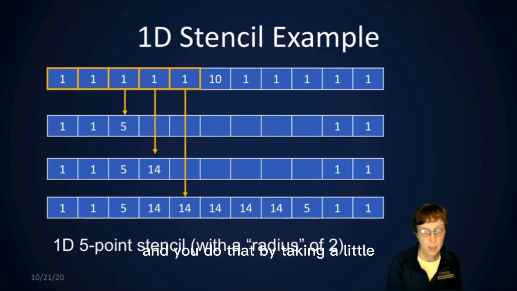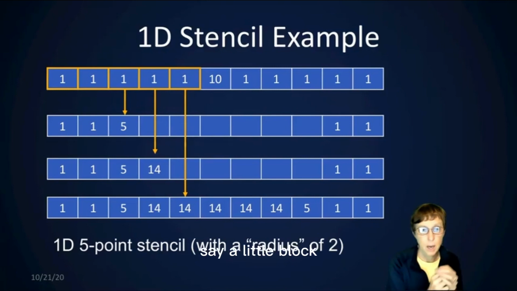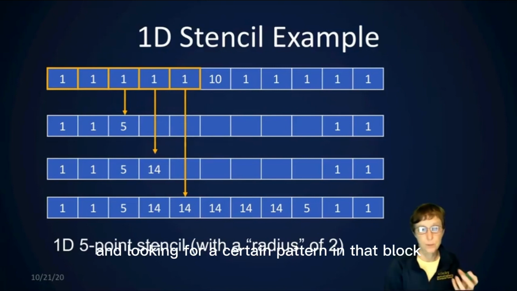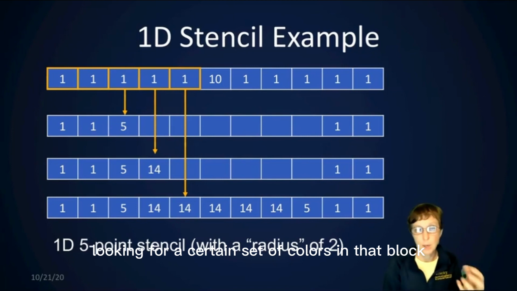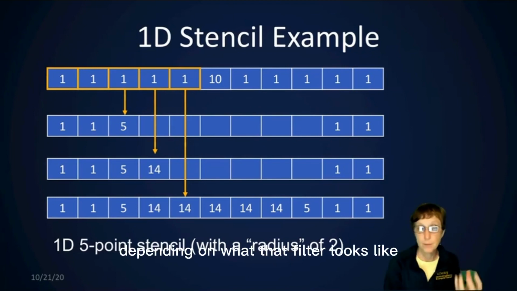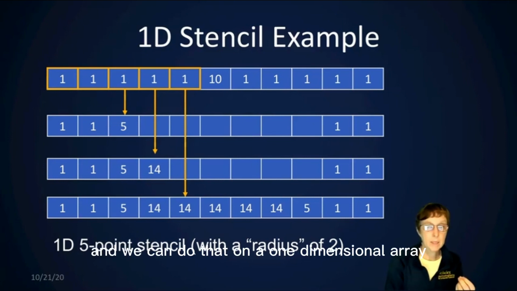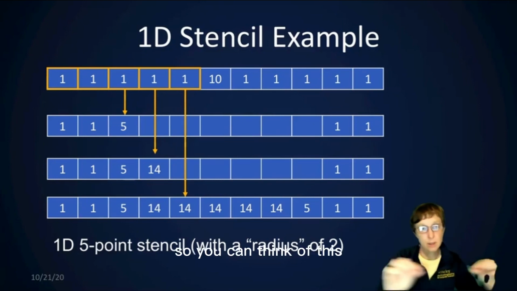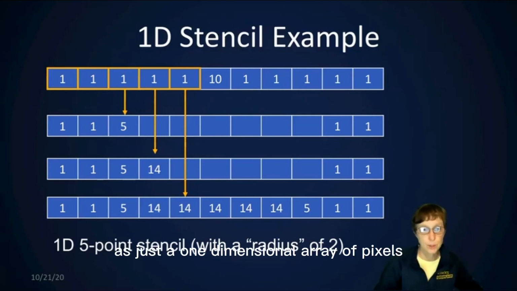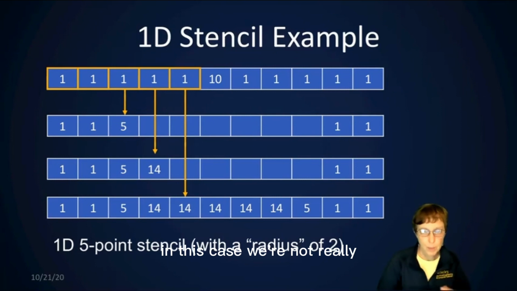And you do that by taking a little 3x3 block and looking for a certain pattern in that block, looking for a certain set of colors in that block, or whatever it is, depending on what that filter looks like. And we can do that on a one-dimensional array. So you could think of this, if you wanted to, as just a one-dimensional array of pixels where we're looking for a certain pattern. In this case, we're not really passing a filter over it.